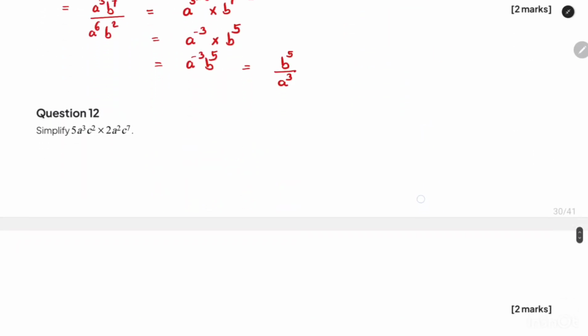Let's go further. This is the 12th question. So this is 5 into 2, both are coefficients, so let's multiply them first. So it will become 10, then a raised to 3 into a raised to 2. In multiplication, bases are same, add the power, so a raised to 3 plus 2. Similarly, c square and c raised to 7. Multiplication, same base, add the powers. So this is 10 a to the power 5 c to the power 9. This is your final answer.